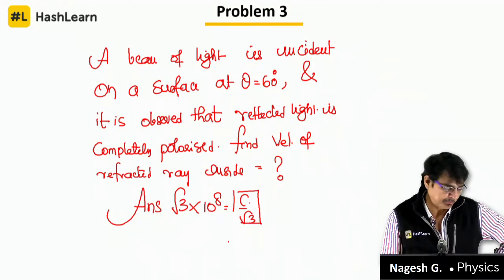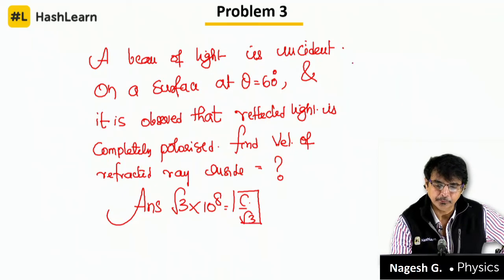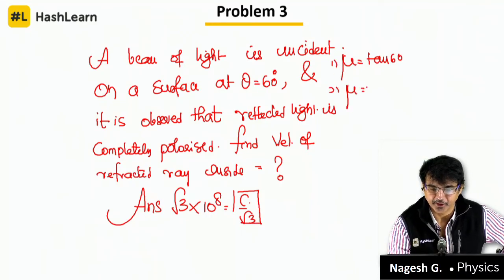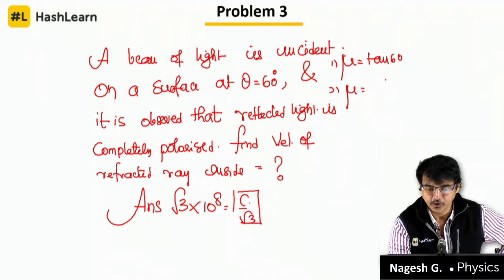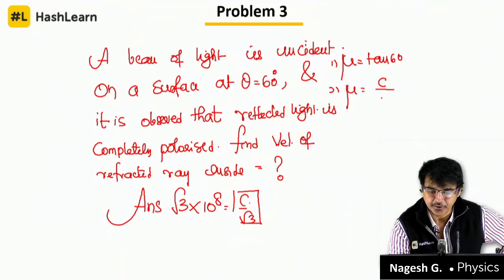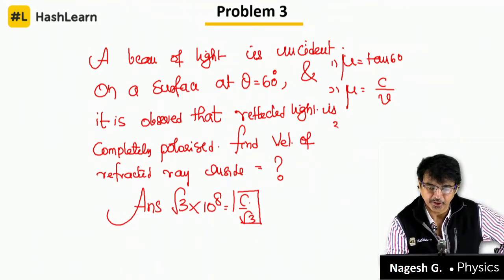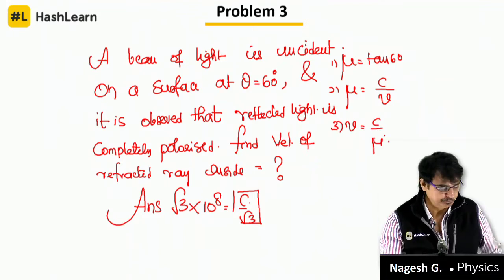Yeah, Mansi, perfect boss. Let us see the problem. Mu is equal to tan 60. After finding mu in your ray optics, you have a formula. Refractive index is defined as speed of the light divided by speed of the light in the medium. So they have asked V. V is equal to C by mu.